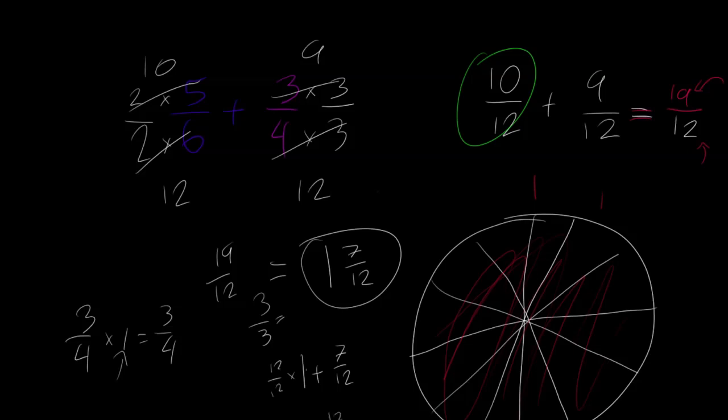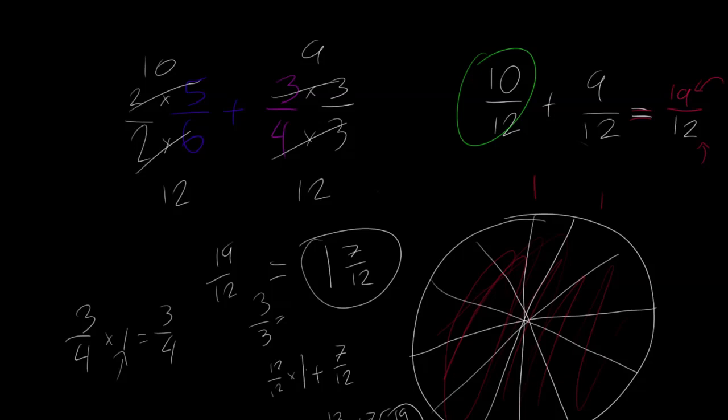So then it would be 12 over 12 plus 7 over 12, which would be 19 over 12, which is perfect for what we need. Or we can keep it like this. So what we have here is 5 over 6 plus 3 over 4 equals 19 over 12.